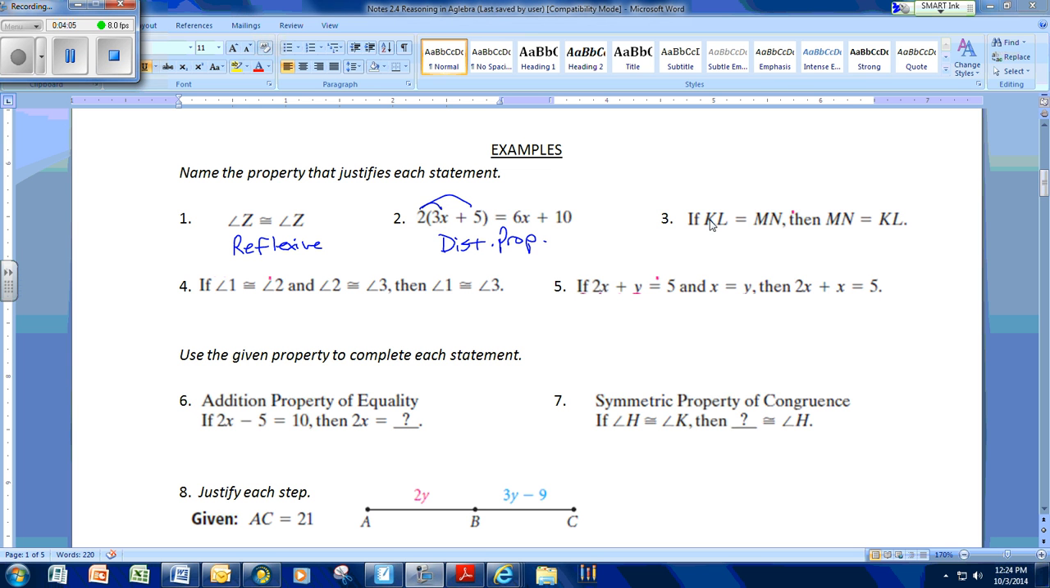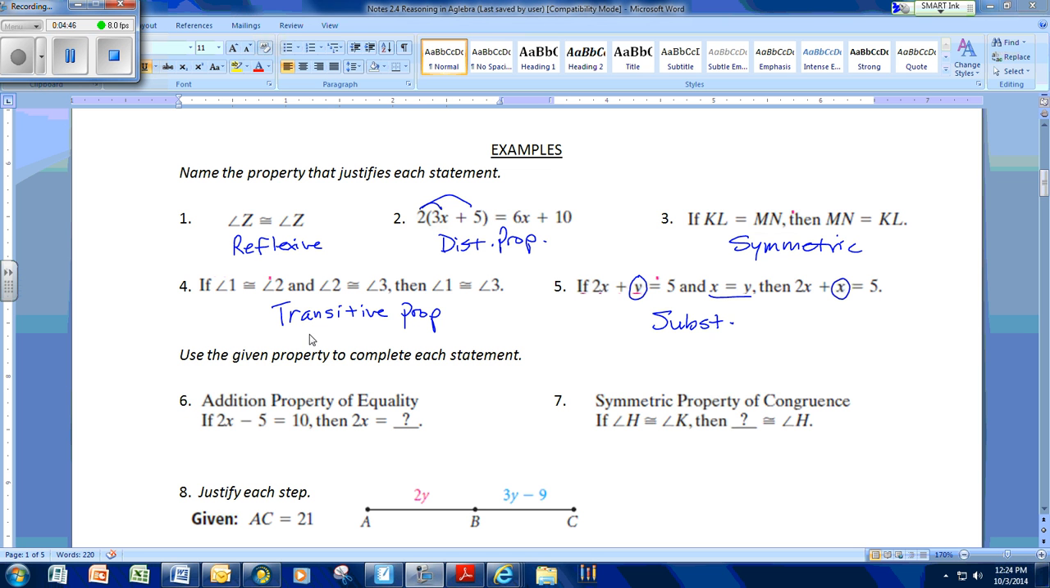Number 3, we have KL is equal to MN, then MN is equal to KL. So the order flipped. That's the symmetric property. Number 4, we have angle 1 congruent to angle 2, angle 2 congruent to angle 3, so therefore, angle 1 is congruent to angle 3. That is the transitive property. And last, we have if 2x plus y equals 5 and x equals y, then 2x plus x equals 5. What happened was this y was replaced with that x because x equals y. That is the substitution property.